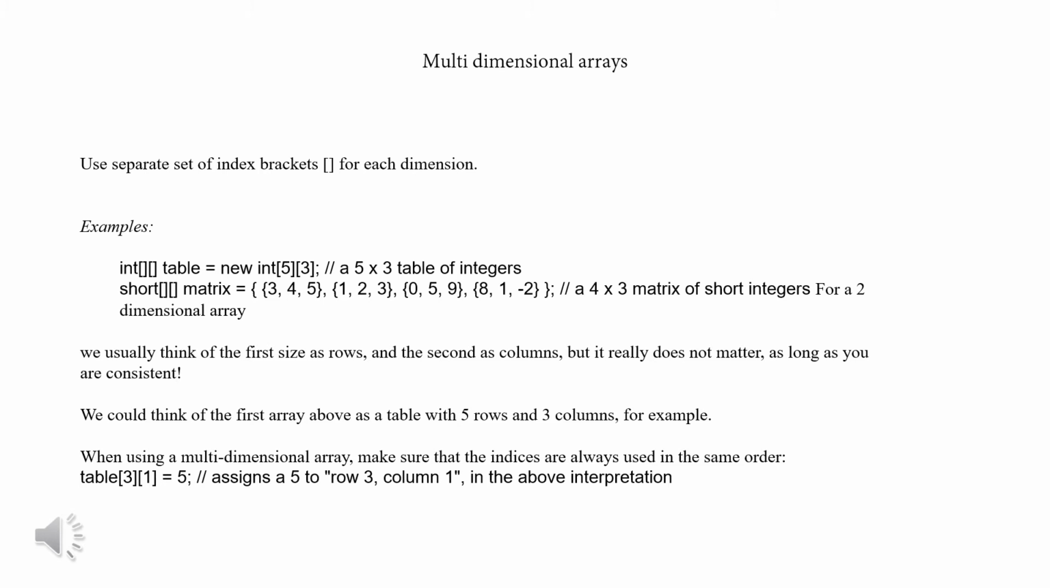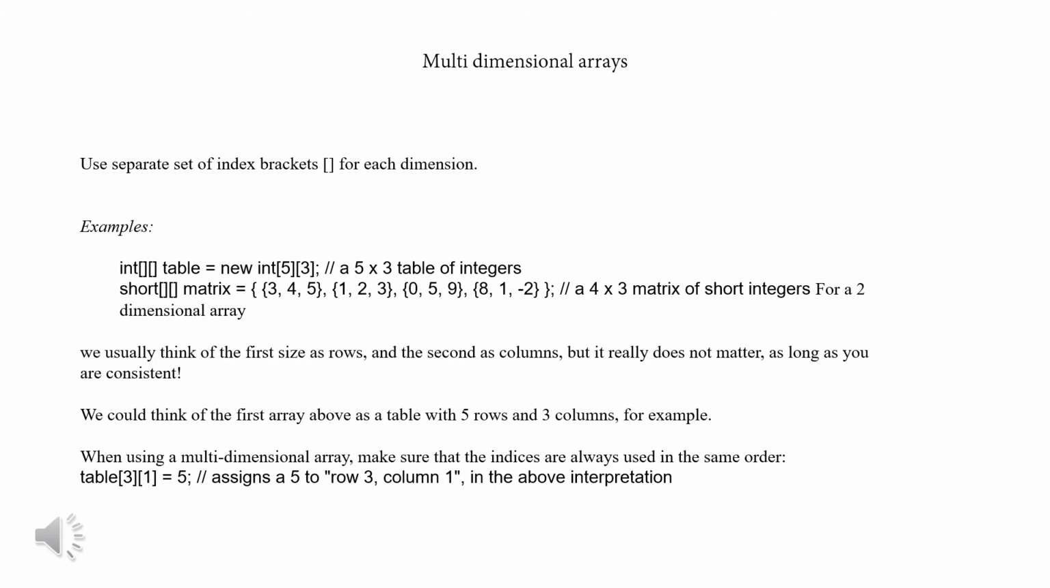So each row is inside an opening curly brace and closing curly brace, and as you see each element is separated by comma, and then each row is separated by comma from the other row, right? So this one, that's a matrix that has 4 rows and 3 columns. So that's how you can declare, create, and initialize a multi-dimensional array.